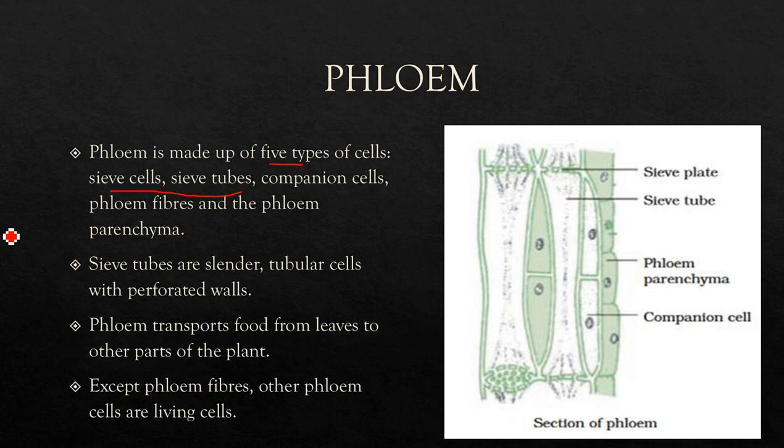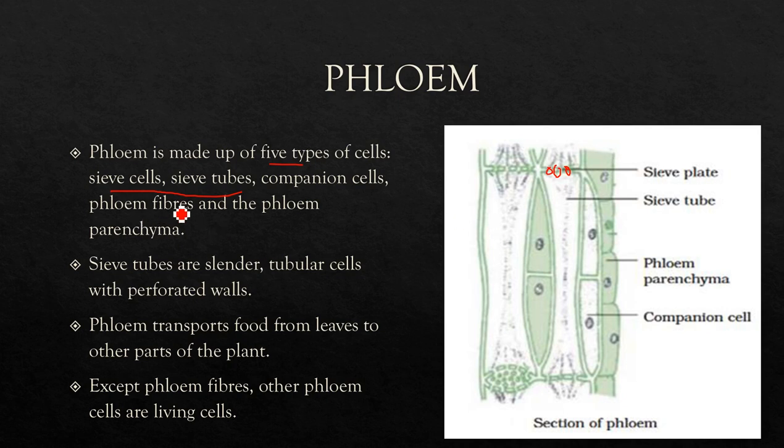So phloem is made up of 5 types of cells: sieve cells, sieve tubes, companion cells, phloem fibers and phloem parenchyma. Again, the phloem parenchyma is the living one, and it stores food in the form of starch. Sieve cells and sieve tubes are here. You can see sieve cells are the ones which have pores, which help in the conduction or transportation of food through these pores.